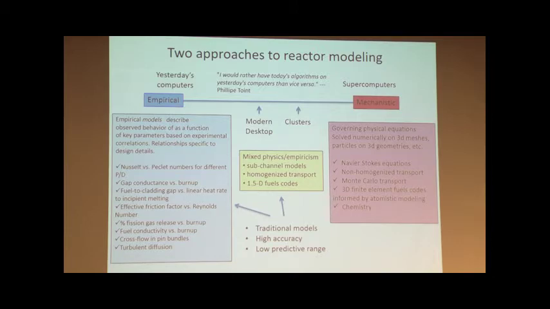Kind of comes and goes as it gets harder than we realize, and then we switch to something else which is harder than we realize. So we switch back because we like the problems with one better than the other. Now there's a phase of ray tracing that's getting very popular again. 3D finite element fuels codes informed by atomistic modeling and so forth.